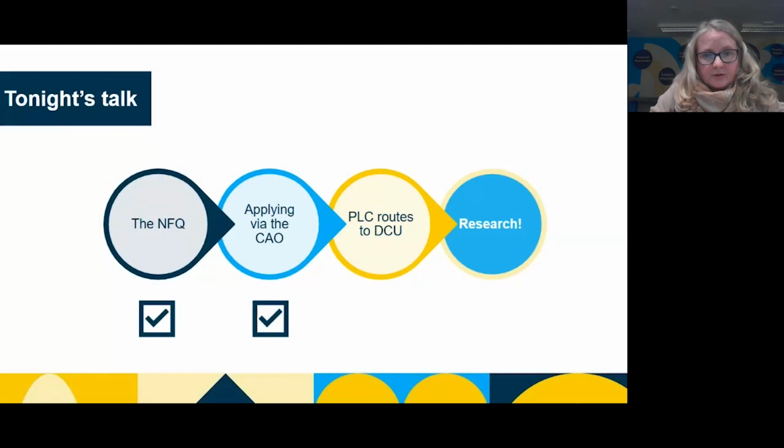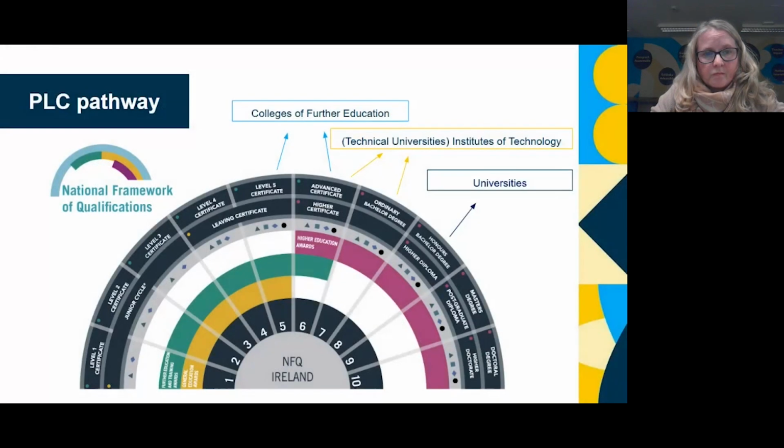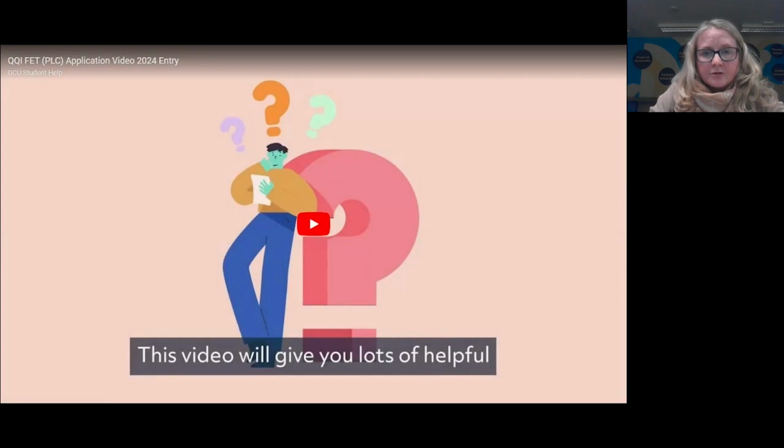So we've gone through the NFQ, we've gone through applying for the CAO. I'm going to give you a brief outline of your post-leaving cert routes into DCU. Again, we're going back to our national framework of qualifications, which is how qualifications are awarded in Ireland. And to take us back there to level 5 and 6 and your local colleges of further education, which I said, for example, could be somewhere like Whitehall or Dunboyne. That's where you would go for your post-leaving cert courses. I'm going to show you this brief video, and then we'll go back to giving some information and background on that as well.